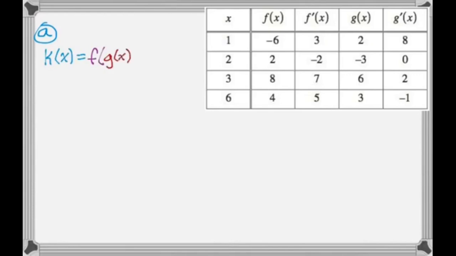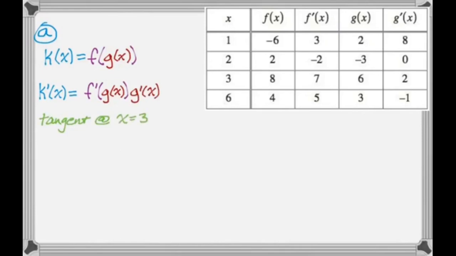So k of x is equal to f of g of x, I should say. And we want the tangent line at x equals 3. So we're going to need k prime of x. So k prime of x is f prime of g of x times g prime of x by the chain rule. And now we just need to plug in a lot of values. So to find k prime of 3, I like to show all my substitutions, like a lot of them. So f prime of g of 3 times g prime of 3.